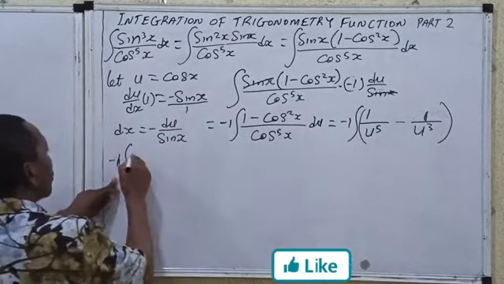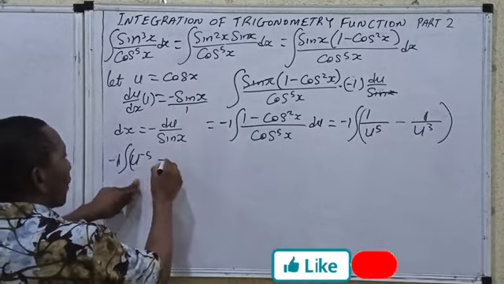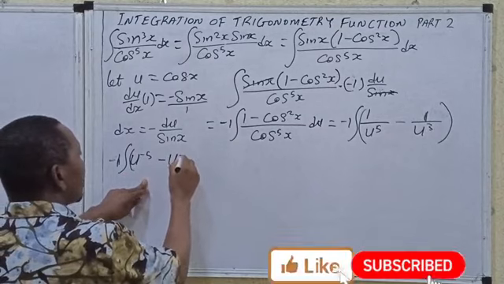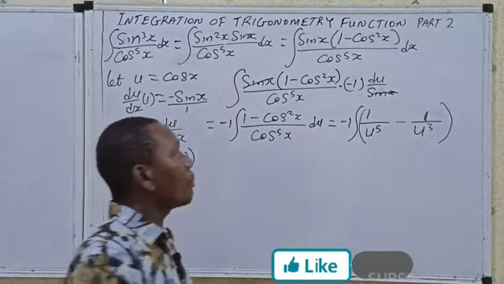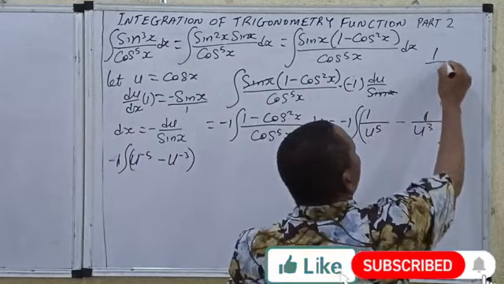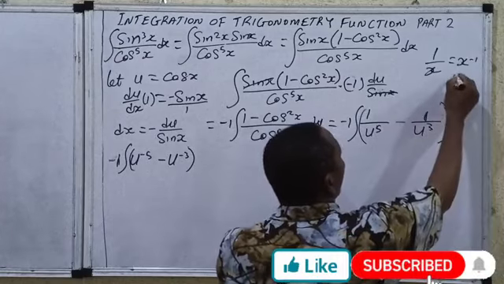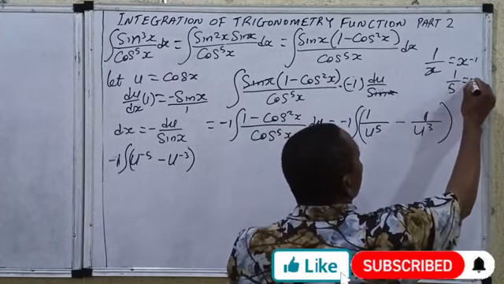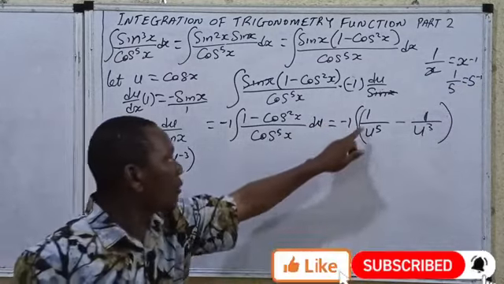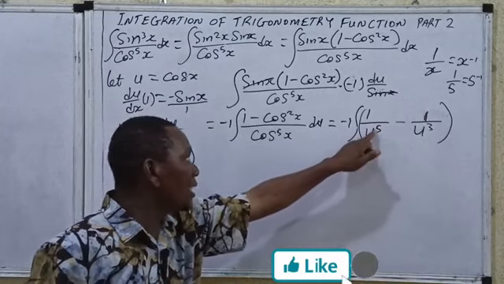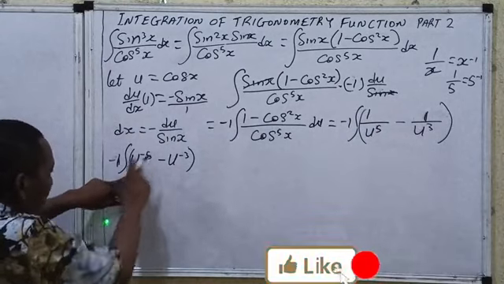u raised to power negative 5 minus u raised to power negative 3. If you are used to your normal indices, 1 over x is the same thing as x raised to power negative 1. So 1 over 5 is the same thing as 5 raised to power negative 1. So that's what I just did. 1 over u raised to power 5 is the same thing as u raised to power negative 5.